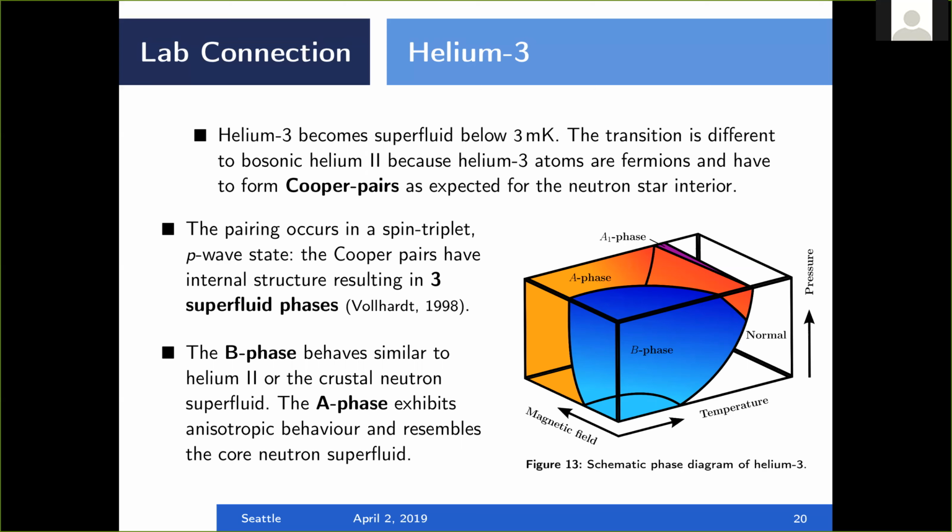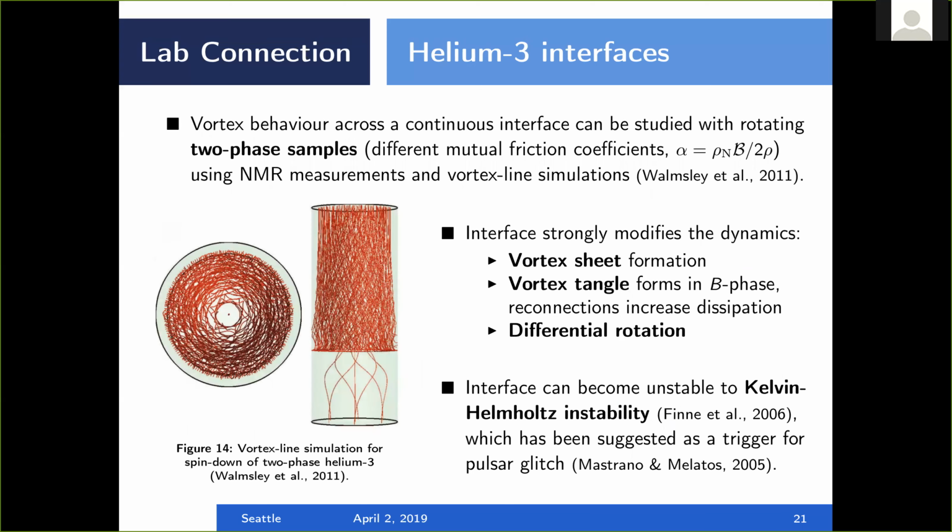So vortex behavior across these interfaces has been studied in a laboratory system by looking at two-phase samples of helium. In this vortex line simulation, this is the A phase and this is the B phase. What is essentially different is that those two have different mutual friction coefficients. So the strength of the friction processes in both is different.